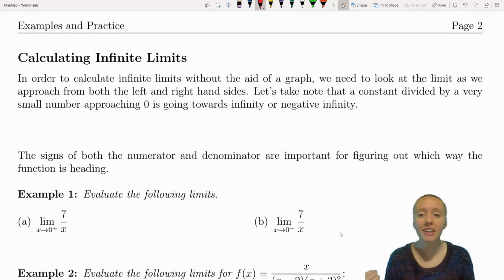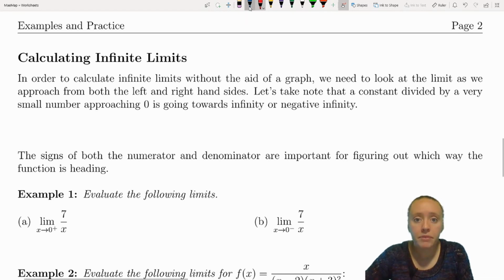But think about how we even got on this topic of infinite limits. That occurred when we were taking the limit of a rational function where that denominator was undefined and couldn't be canceled out. So how are we going to solve for these limits if we still can't cancel out the denominator? Well, let's take note that a constant divided by a very small number approaching 0 is either going to go towards infinity or negative infinity.